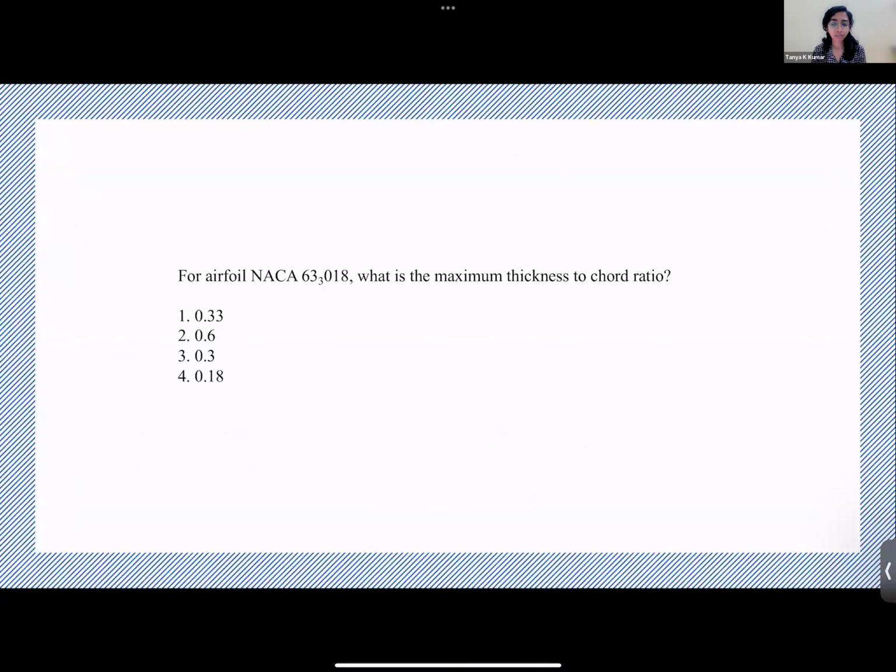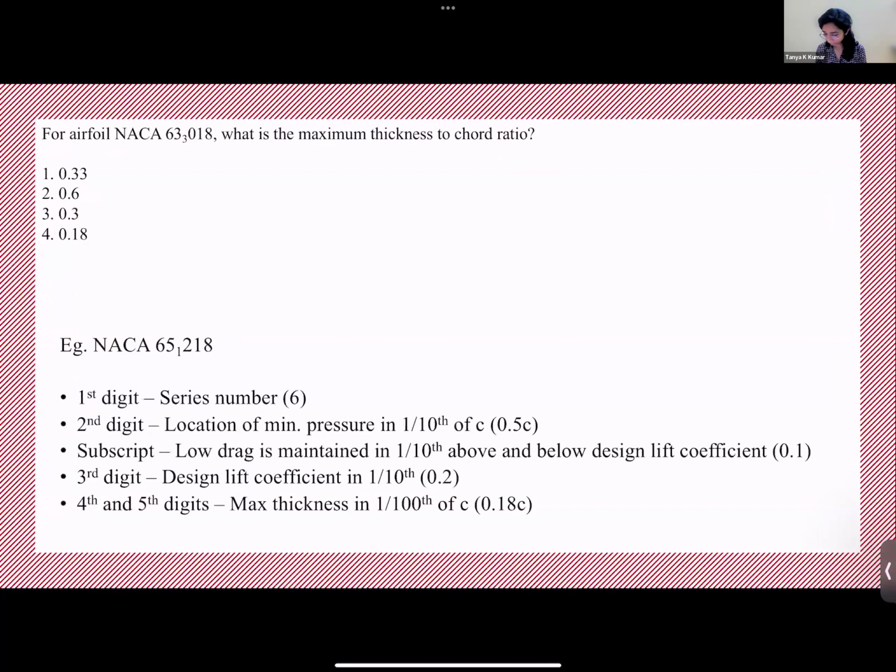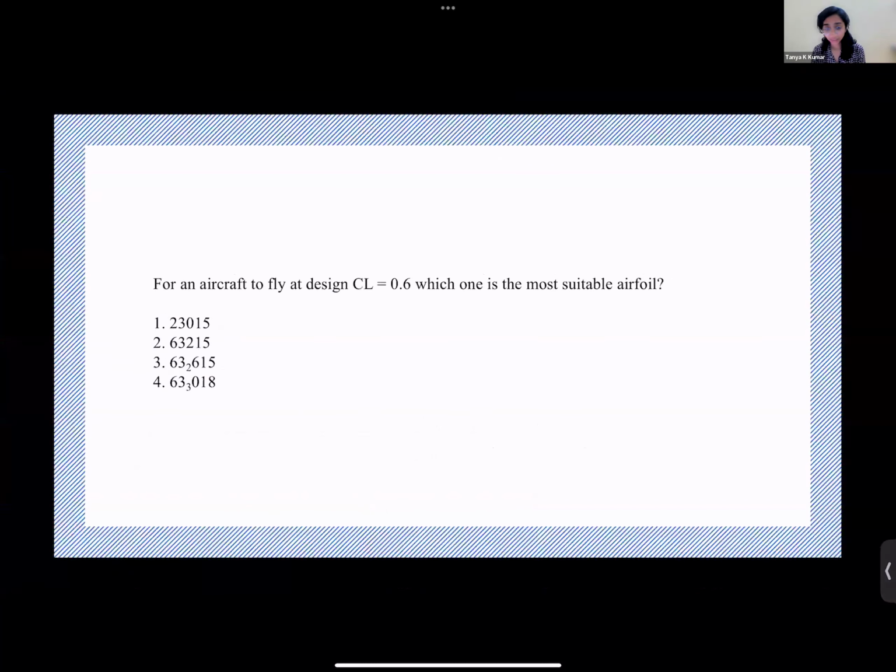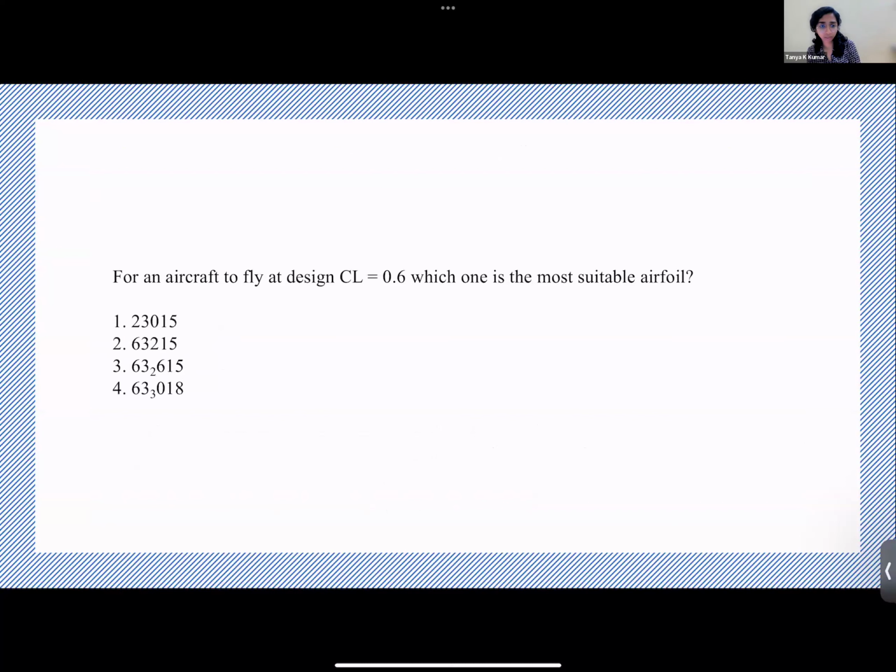For the same airfoil, what is the maximum thickness to chord ratio? 18%. So it's 0.18. The ratio is 0.18, correct. Okay. For an aircraft to fly at design CL 0.6, which is the most suitable airfoil?